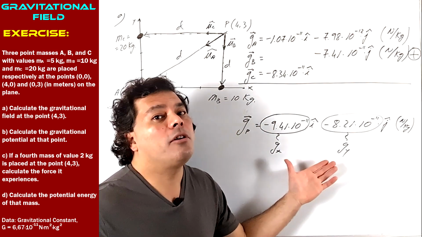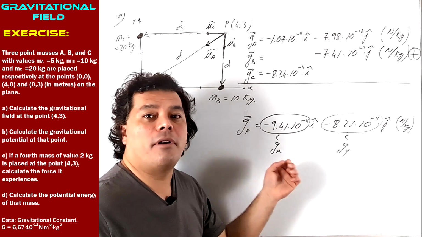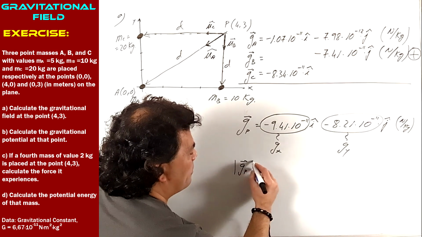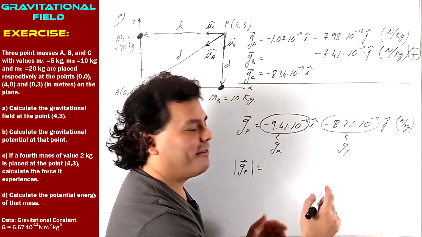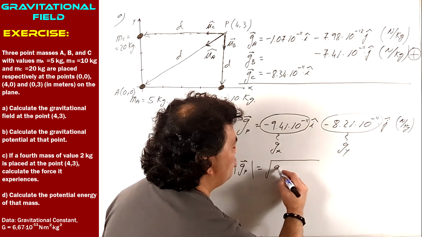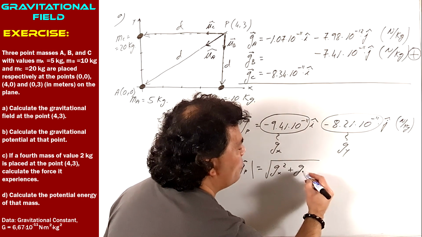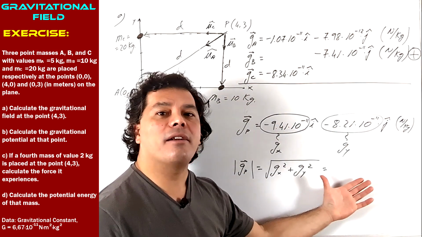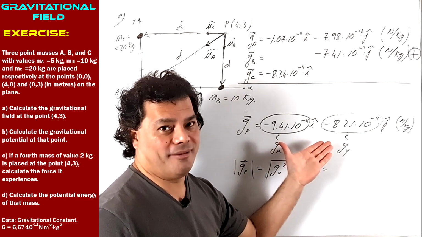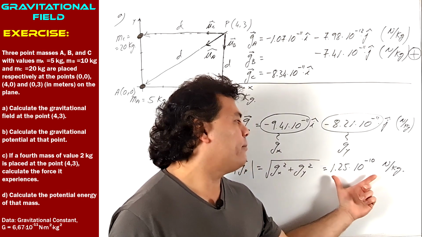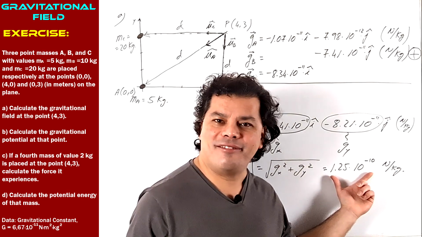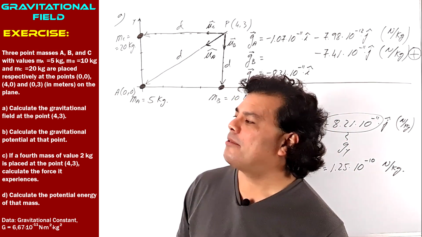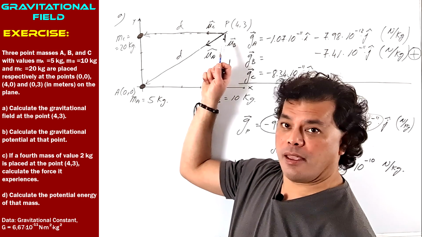But it would also be very interesting to present the solution in the form of modulus. Just we are calculating the modulus of G sub P by using the square root of G_x squared plus G_y squared. And that will be also another way of presenting the final result, but this one is more complete. If you did it carefully, hope you obtained 1.25 times 10 to the negative 10 newtons per kilogram, and we have already finished section A. Now it's time to calculate the potential at point P.